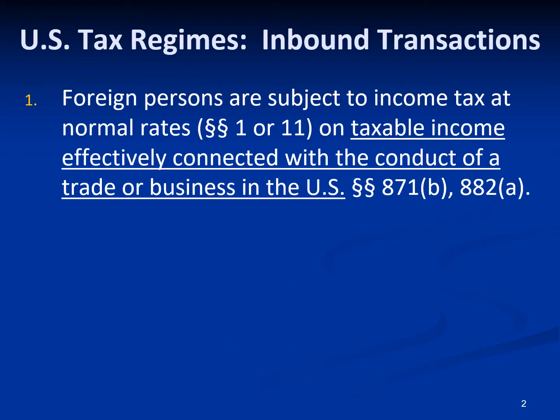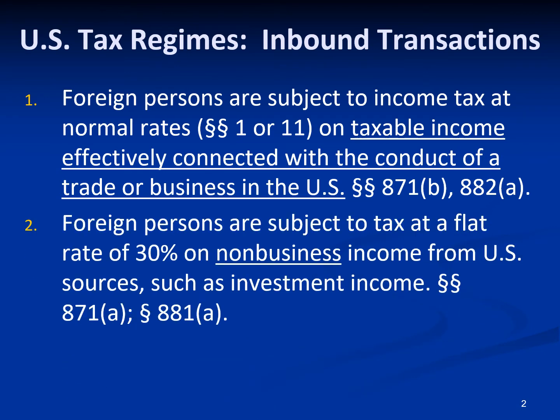Recall that there are two regimes that apply to inbound transactions. The first regime is the one that imposes tax at the normal rates, that is, those in Section 1 for an individual or Section 11 for a corporation, on a foreign person's taxable income that is effectively connected with the conduct of a trade or business in the U.S. We find this regime in Section 871B for individuals and in Section 882A for foreign corporations. We studied this regime in Chapter 3.